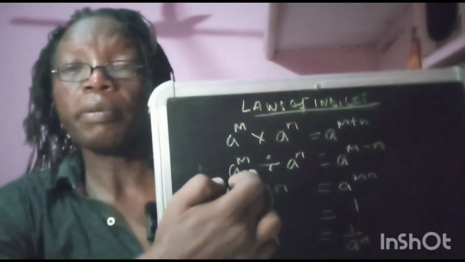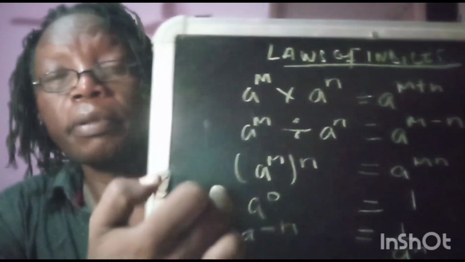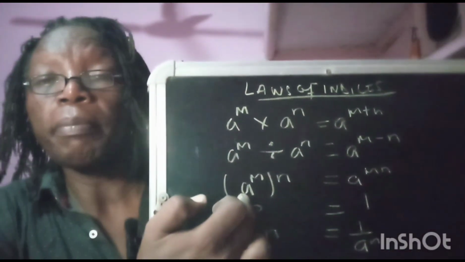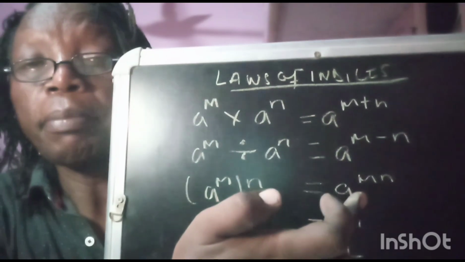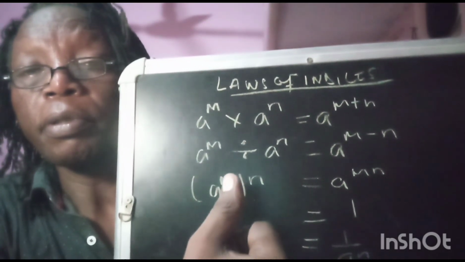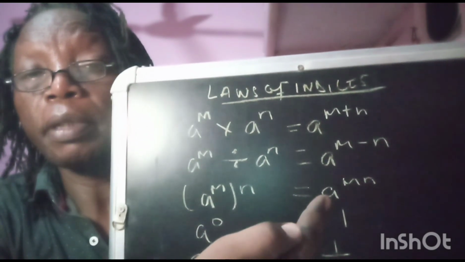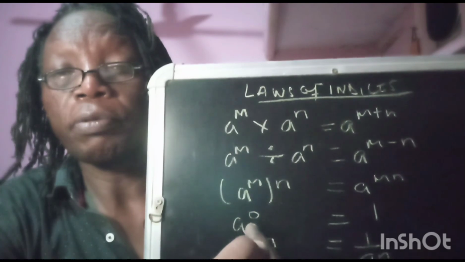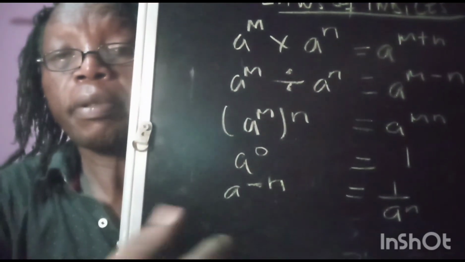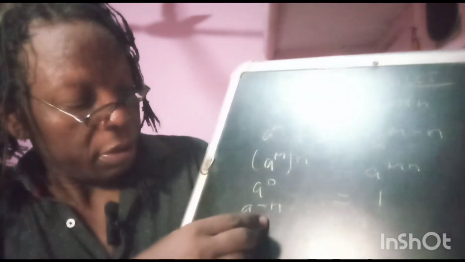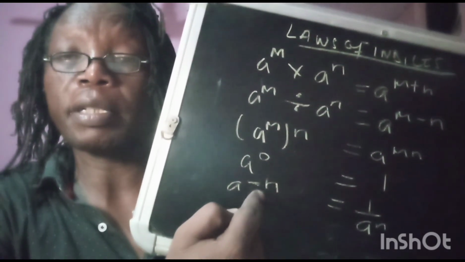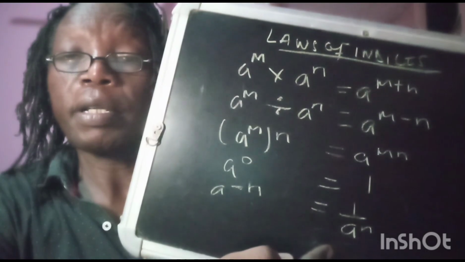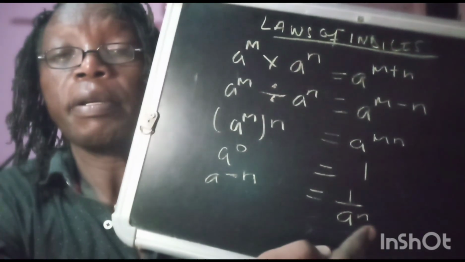So I've shown you this one, which is divided by. So let's go down. Now we have a raised to m into brackets n. It's going to be a raised to m times n. You multiply these two, the top one, you get that one, and then we have a raised to 0 will be 1. And then we have the last one, a raised to power minus n will be 1 over, this is a fraction because there's minus in the index, will be 1 over a raised to n.